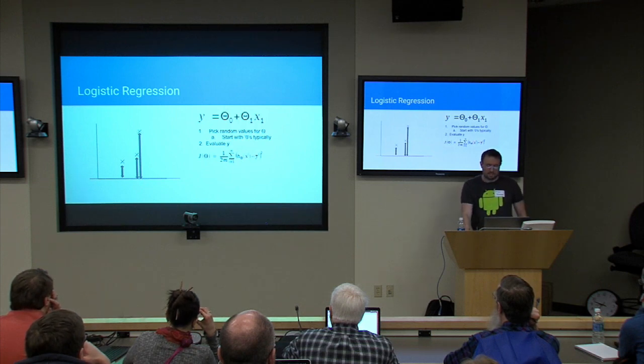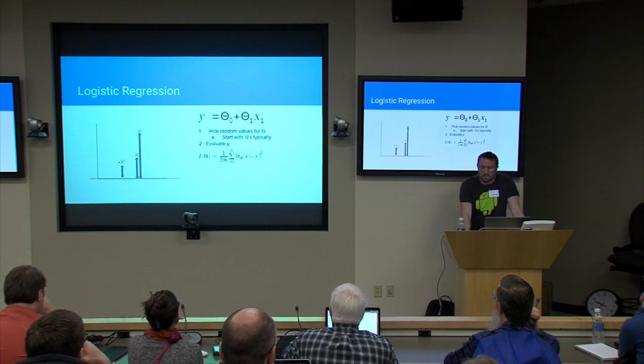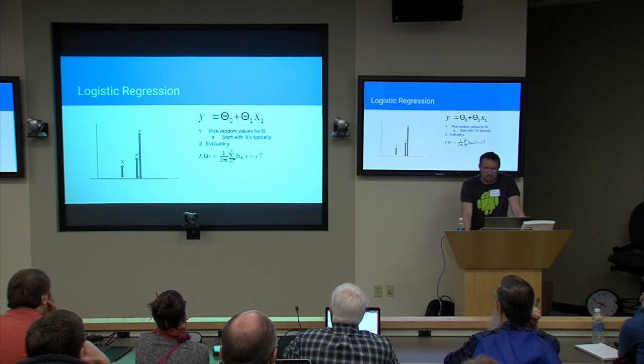Then we're going to subtract our y value, which is simply the distance from your x-axis to here. You're going to square it to get rid of the negative, and then you're going to sum over everything and divide the sum by 2.